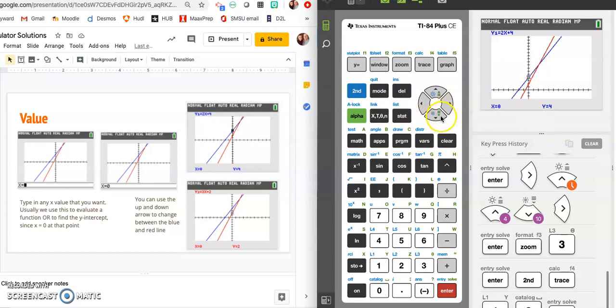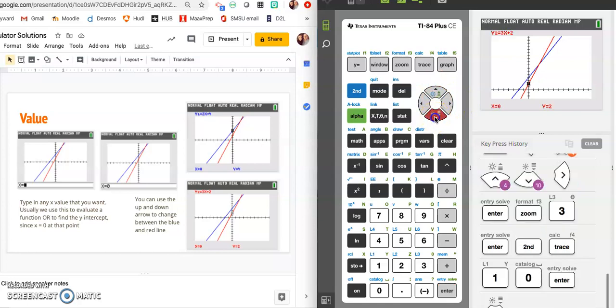If I want to know what the red line is, I can hit the up and down arrows, and it tells me that my y-intercept for the red line is 2. And so this is nice if it's not an exact answer and you need to know, or it's not like a whole number and you need to know an exact answer. These are nice to use. And so that's how you use the value button.